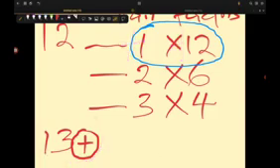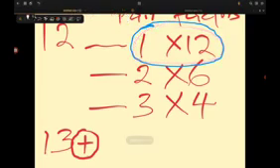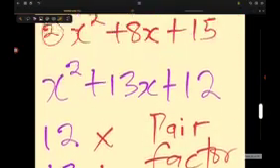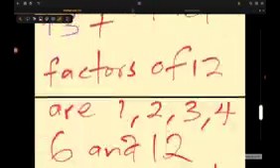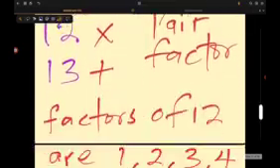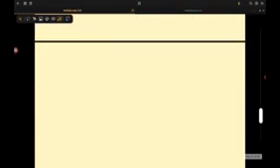So from the three pair factors I have done here, the two that will give me plus 13 are 1 and 12. That is what I've done. So let's go and solve finally. To solve finally, I will need to do two brackets because it is an expression, it is not an equation. So I'll quickly do two brackets like this.